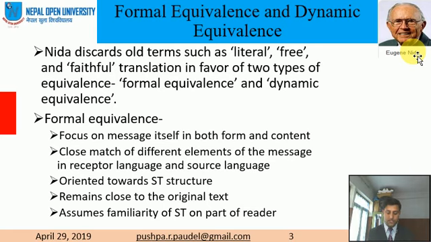Formal equivalence tries to remain as close to the original text as possible without adding the translator's ideas and thoughts into the translation. Thus, the more literal the translation is, the less danger there is of corrupting the original message. This is therefore much more of a word-for-word view of translation. The problem with this form of translation is that it assumes a moderate degree of familiarity with the subject matter on the part of the reader.